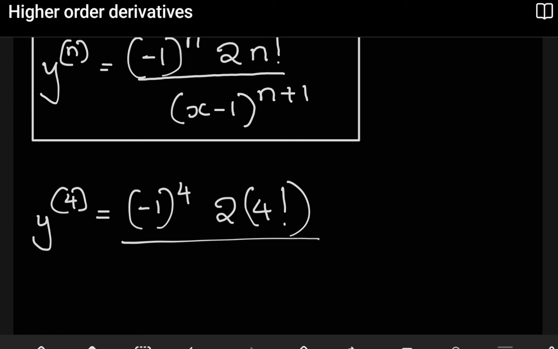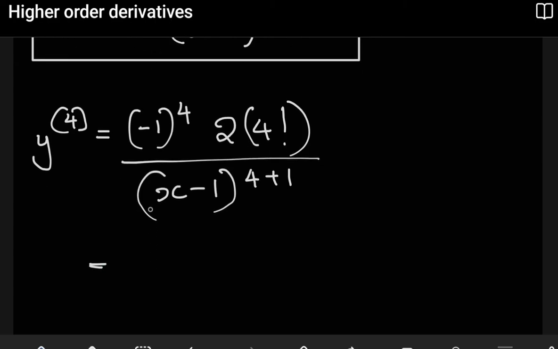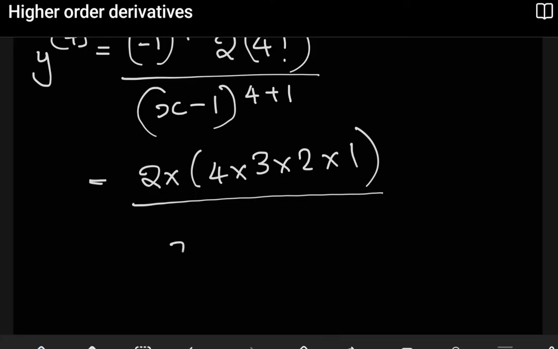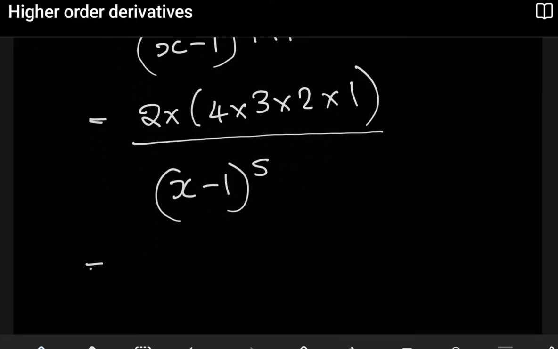Then divided by (x minus 1) to the power 4 plus 1. Will it work? Negative 1 to the power 4 is positive 1, so that dies out. Then you have 4 factorial, that's multiplying 4 times 3 times 2 times 1, divided by (x minus 1) to the power 5. Well, the denominator is sorted out.